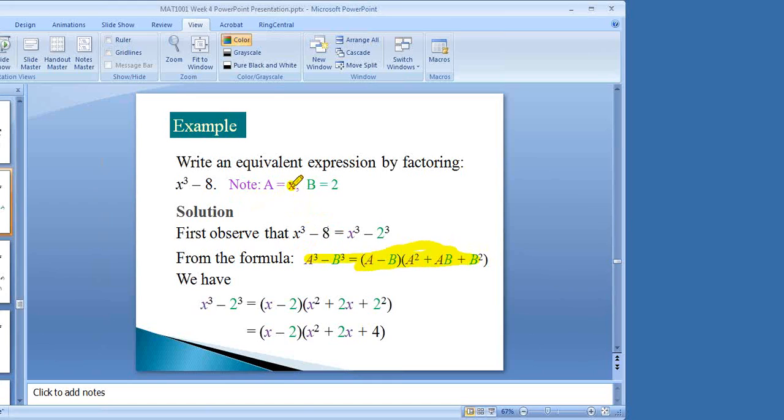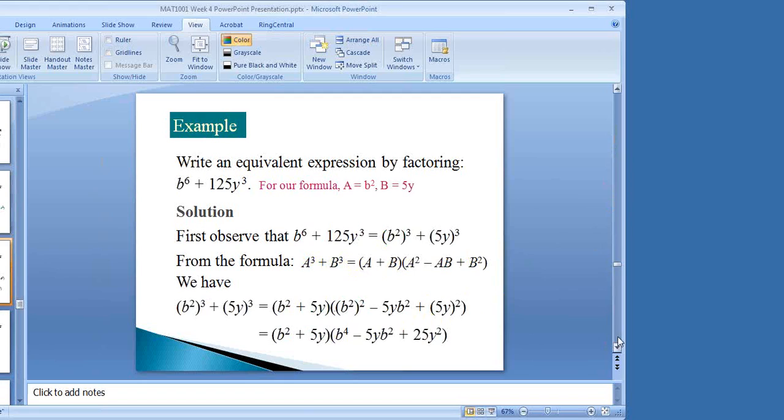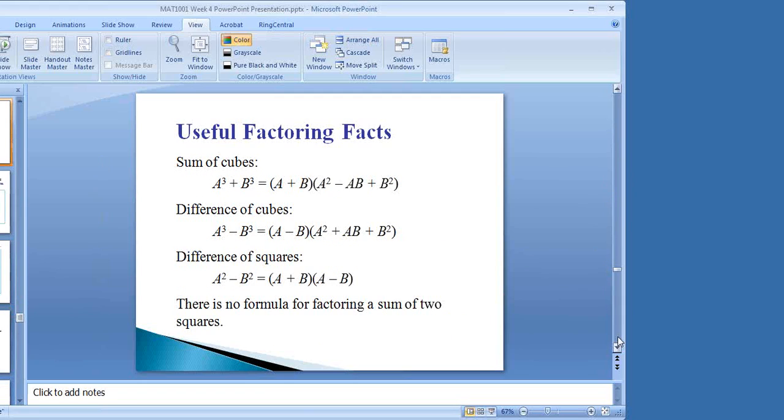A is equal to x because x to the 3rd is x to the 3rd, and this one is 2 because 2 to the 3rd is 8. Okay, so don't worry about the sign because the formula takes care of that. But then you're just popping everything into the formula and simplifying. So it's pretty simple. The hardest part is just realizing, okay, I have a difference or a sum of cubes. Here's a sum and a great example.